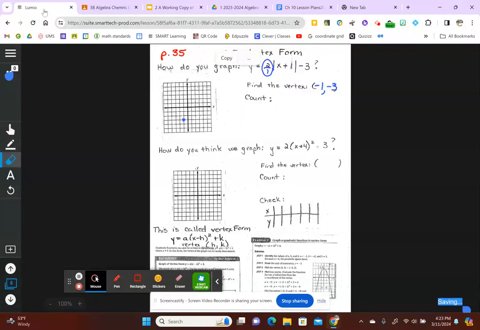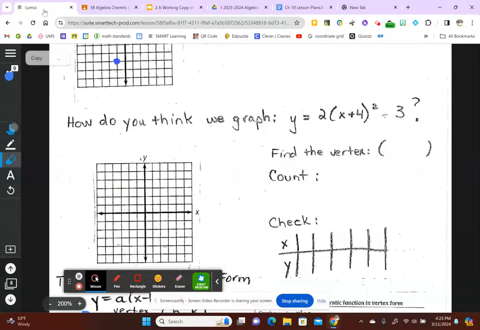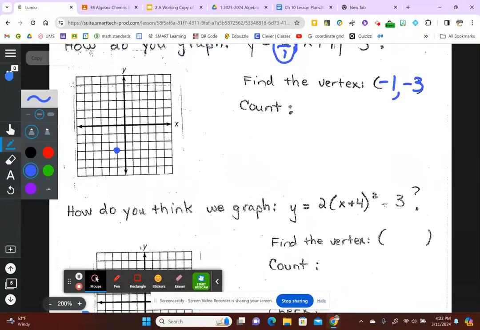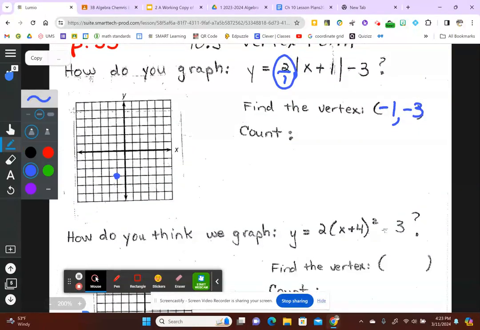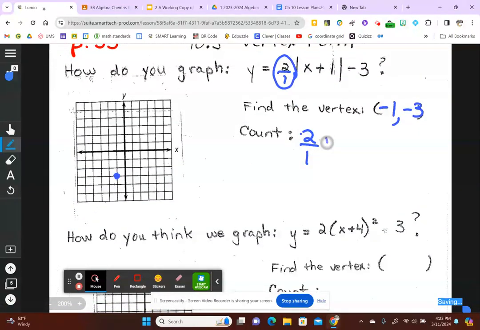Okay, so we start at the vertex and we're going to rise 2 and run 1. So we start at -1, -3. I go up 2 over 1 in both directions. Up 2 over 1, up 2 over 1, and so on. And this is how I graph my absolute value function.